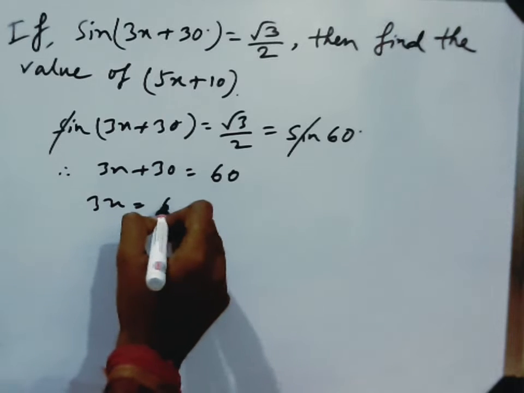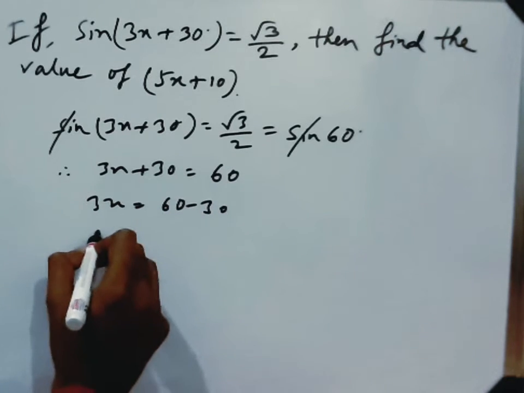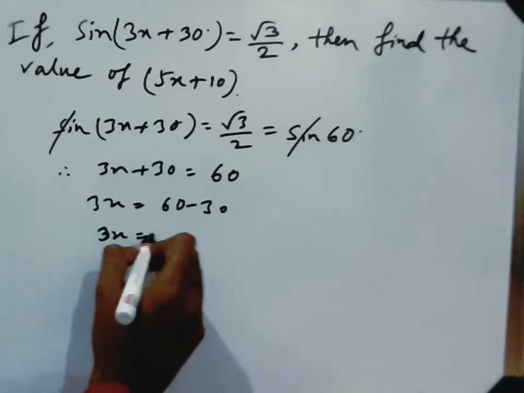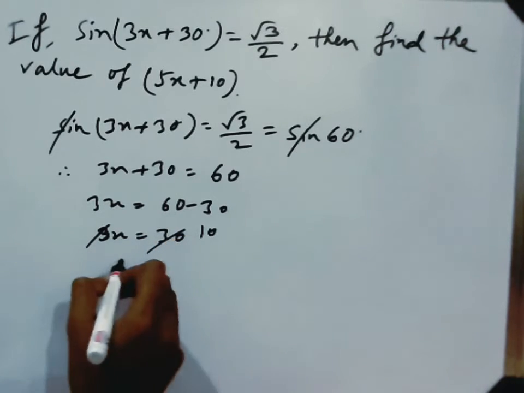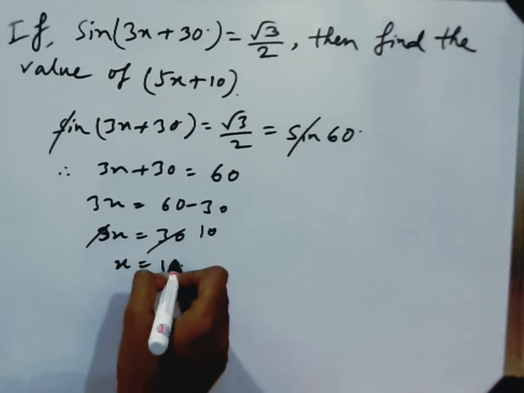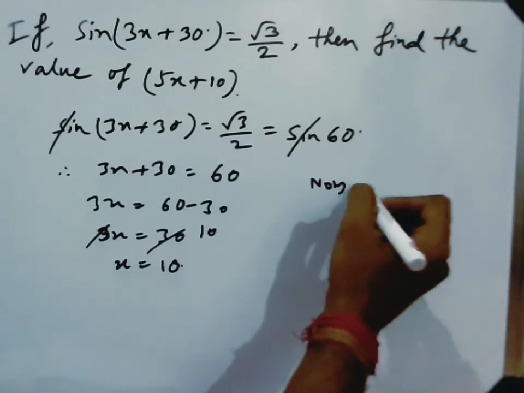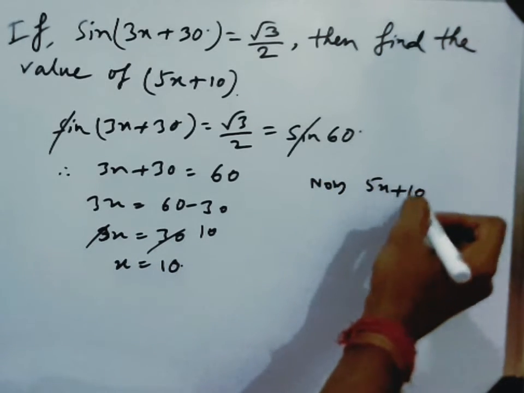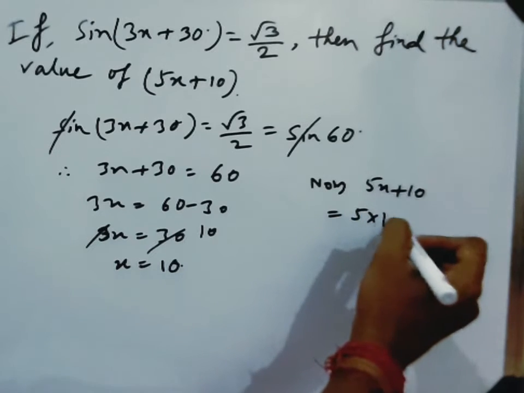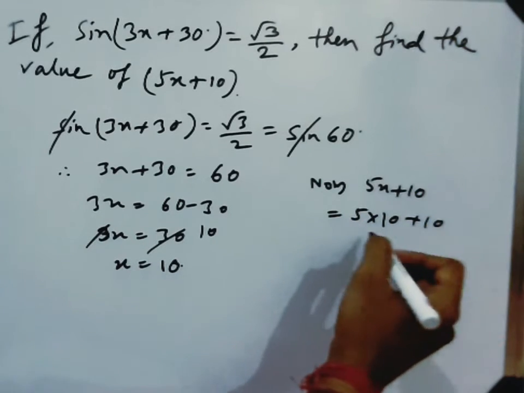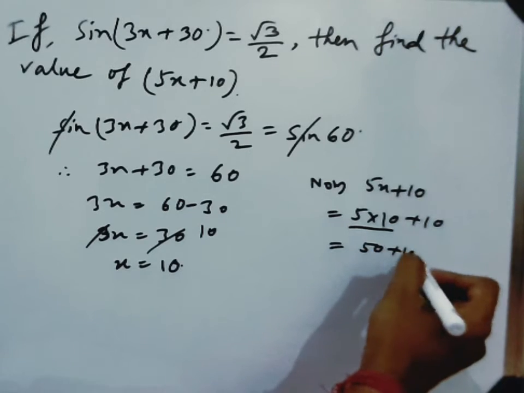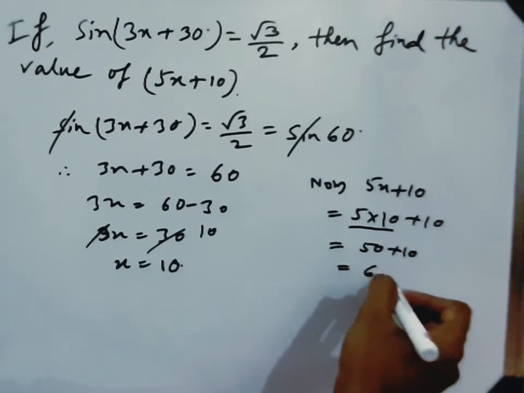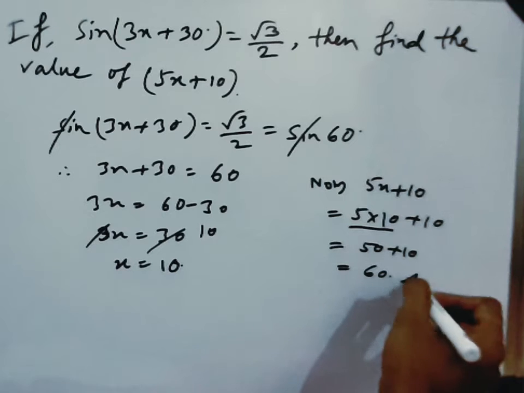3x equal to 60 minus 30. So 3x equal to 30 and we can cut it by 10. So x equal to 10. Now 5x plus 10, it means that 5 into 10 plus 10. So we will do it. That means that 50 plus 10 equal to 60. So this is the answer.